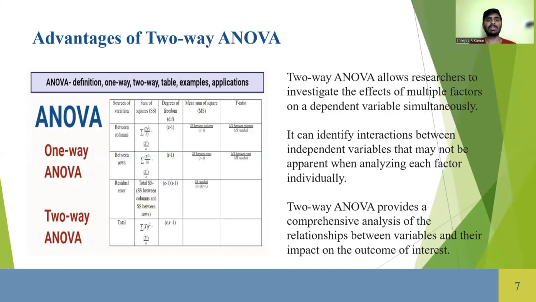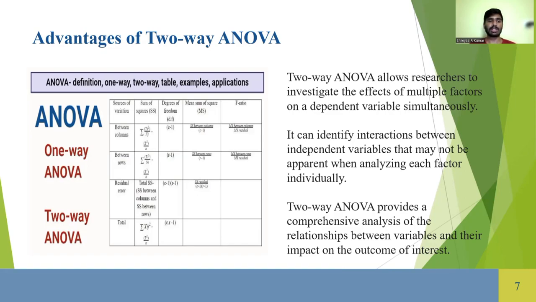Now let's see the advantages of two-way ANOVA. Two-way ANOVA allows researchers to investigate the effects of multiple factors on a dependent variable simultaneously. It can identify interactions between independent variables that may not be apparent when analyzing each factor individually. Two-way ANOVA provides a comprehensive analysis of the relationships between variables and their impact on the outcome of interest.